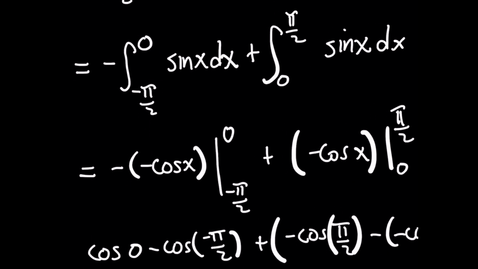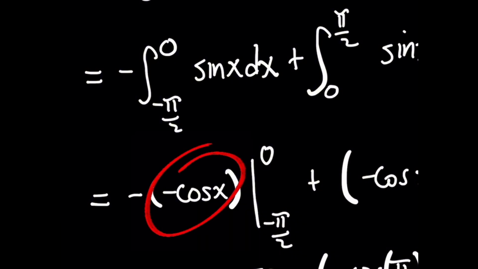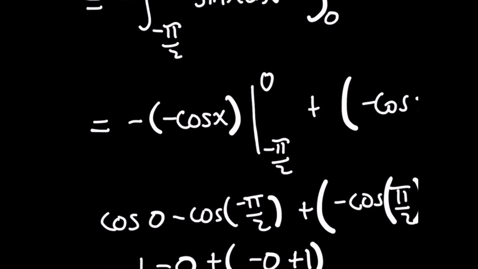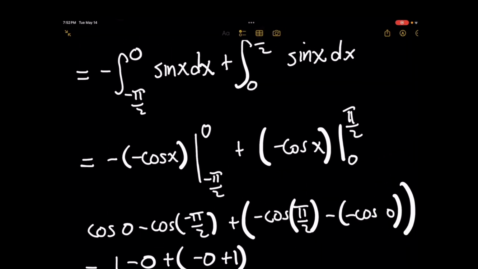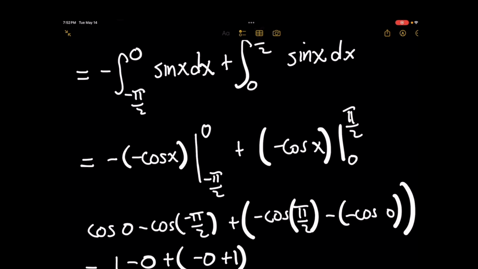If you remember, the integral of sine of x dx is negative cosine of x plus c. But here I'm not showing that plus c. Do you remember why? Now we're going to evaluate the different integral answers using the limits of integration, from negative pi over 2 to 0 and from 0 to pi over 2.